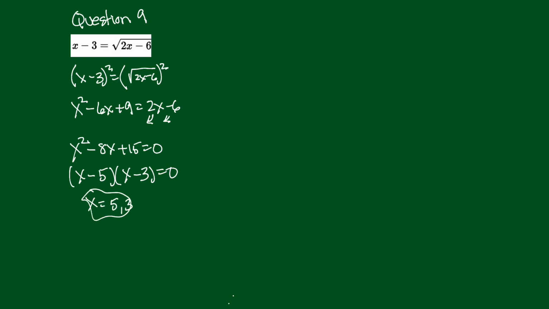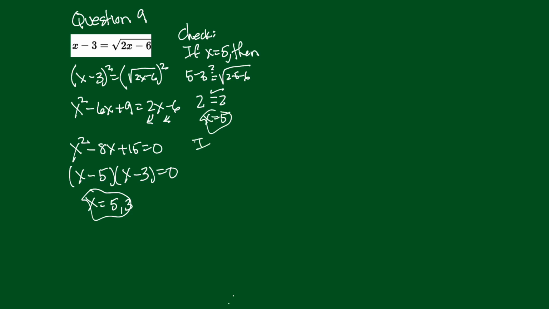We need to check them. All right, so first up, suppose x is 5. Put that 5 back in here and here, so we'll get this. 5 minus 3, is that equal to the square root of 2 times 5 minus 6? On the left side, 5 minus 3 is 2. Is that equal to, now on the right side, 2 times 5, 10, minus 6 is 4, square root of 4 is 2, that checks. Okay, so that's a good one. So x equals 5 is going to work.